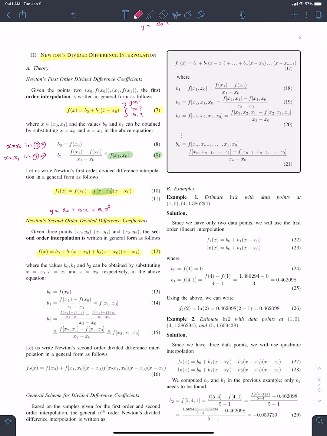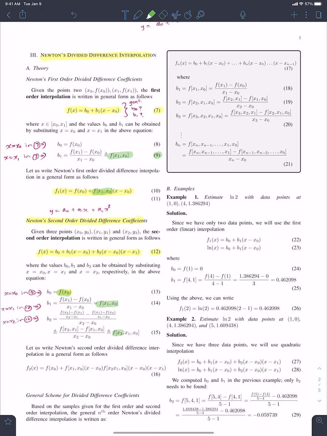So like before, by substituting x is equal to x0 in 12, we will find b0. Substituting x is equal to x1 in 12, we will find b1. Substituting x is equal to x2 in 12, we will find b2. And then look at the pattern there. b0 is f(x0), b1 is f[x1, x0], that is f(x1) minus f(x0) divided by x1 minus x0.